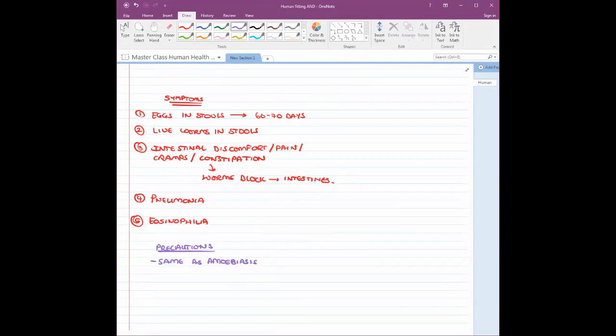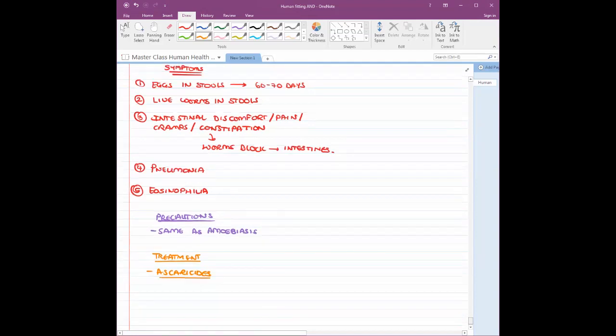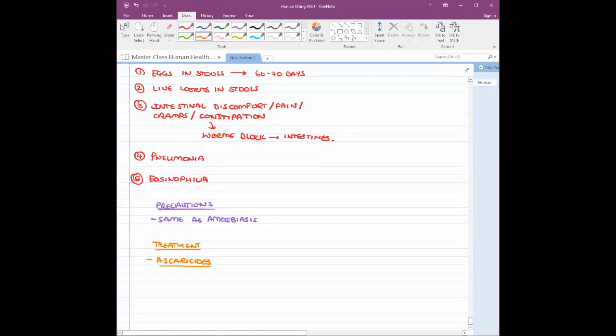All those things that we talked about, bathroom hygiene and all that, are going to be the same over here. But the next thing, guys, is how is the treatment? What are we going to do if you suffer from, sorry, ascariasis? In that case we are going to use ascaricides. What are these ascaricides? Ascaricides are nothing but your Ascaris-killing drugs.